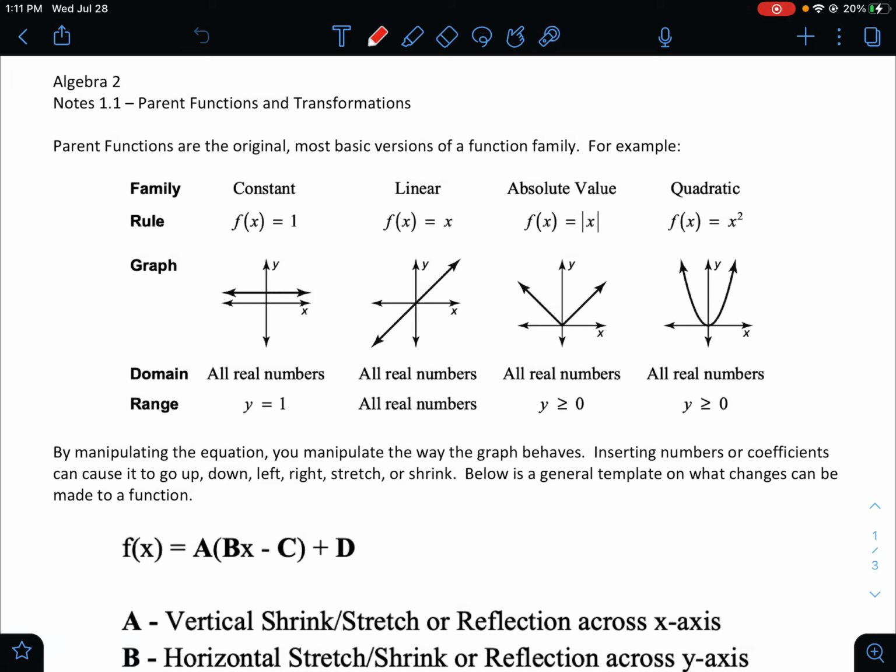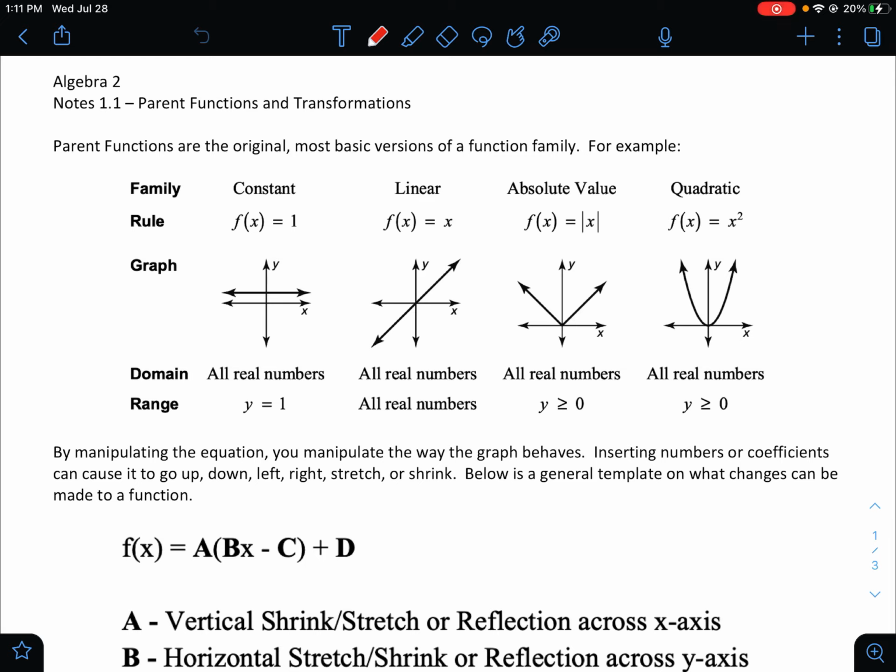All right. Welcome to lesson 1.1 on parent functions and transformations. So these are the notes you should see in front of you. If you have something different, then you need to check and make sure you clicked on the right link. But we're going to be going over transformations throughout the entire year.